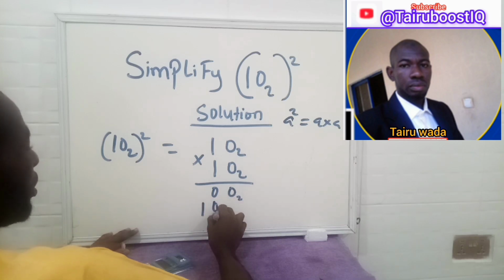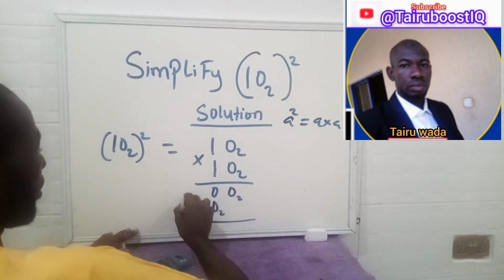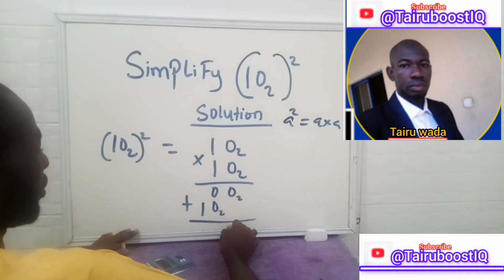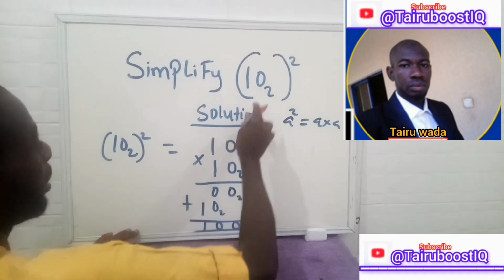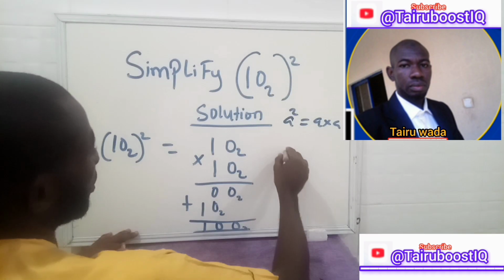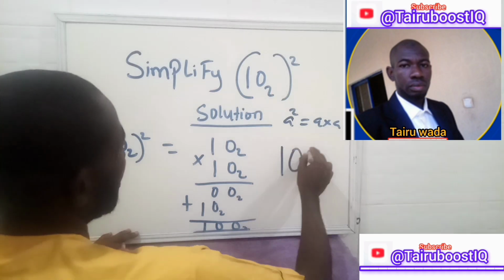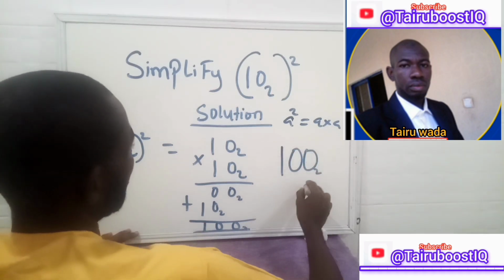Remember, we are working in base 2. Then we are going to add them. Then we have 0, 0, and 1. So it means that 10 in base 2, all raised to power 2, is equal to 100 in base 2.